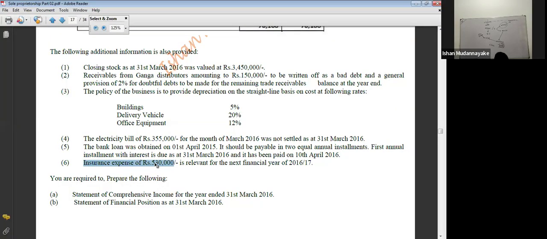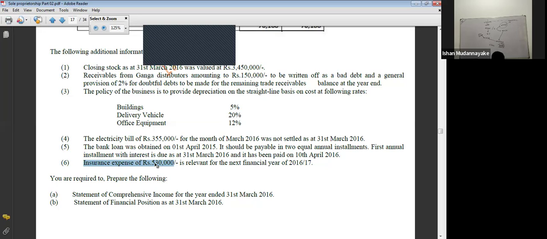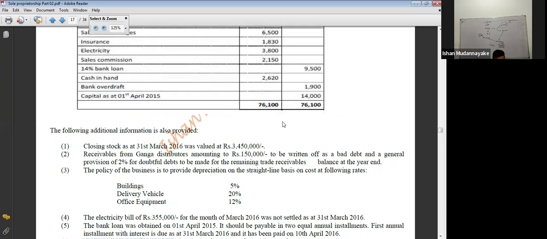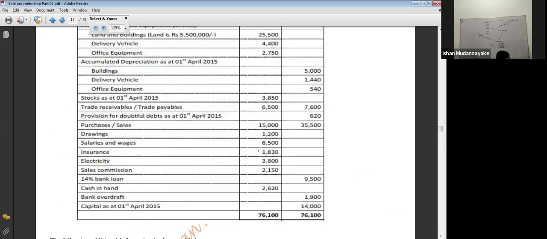Insurance expense of 530 is relevant for the next financial year. Then how much is my total insurance paid amount? 1,830. Out of this 1,830, 530 is for the next financial year. Prepaid insurance 530.